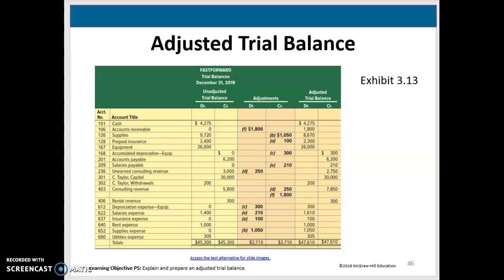So the adjusted trial balance just has us getting our balances, making sure our debits and credits equal after we do our adjusting entries. In Chapter 4, we're going to take that a step farther and apply those amounts into the financial statements. All right, and this is what we're going to kind of see.